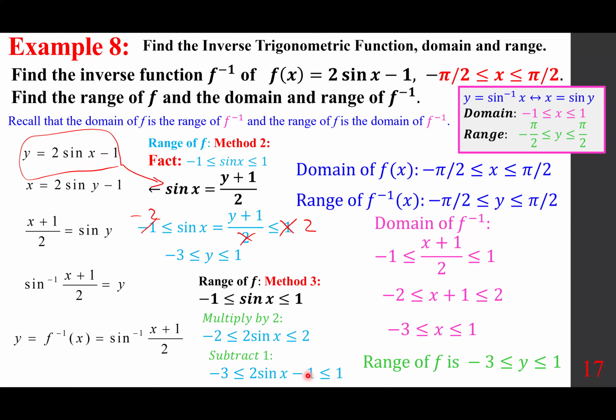So 2 sine x minus 1 is between -3 and 1, and that's equal to y, and that's the range. I went over these methods because I wanted to show you different methods for practice. Okay, class? Obviously, you don't have to do all methods.